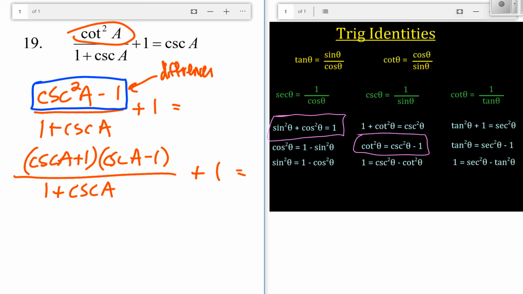Difference, let's see, where's my erase button? There we go. Difference of two squares. Whenever you have the difference of two squares, you can factor that the way I did.